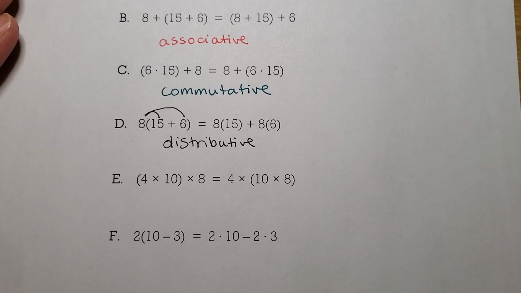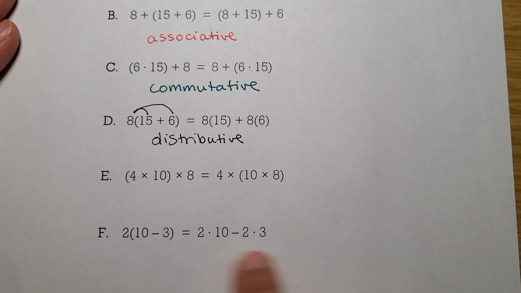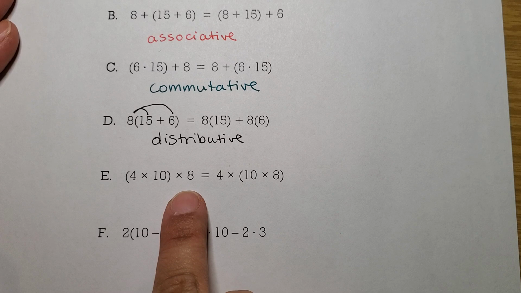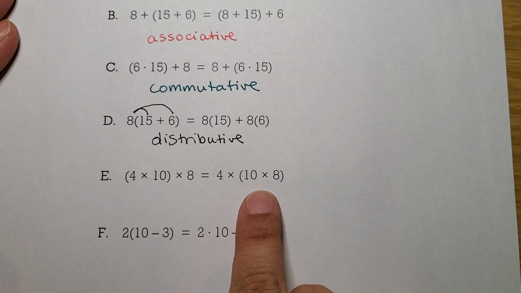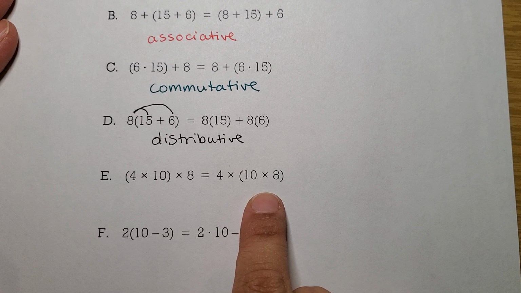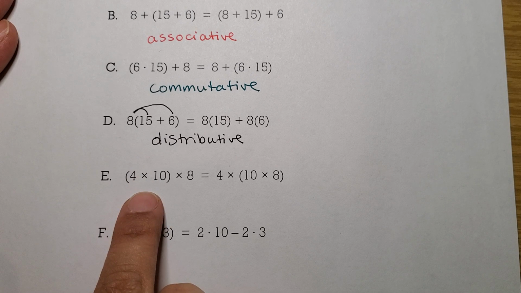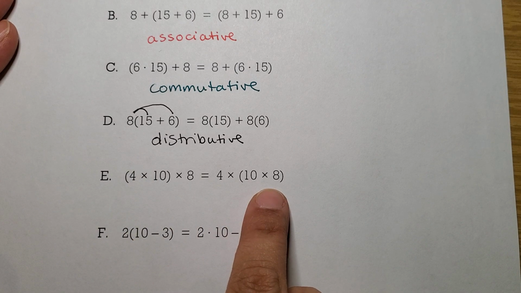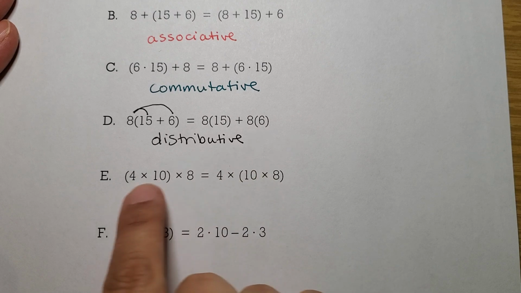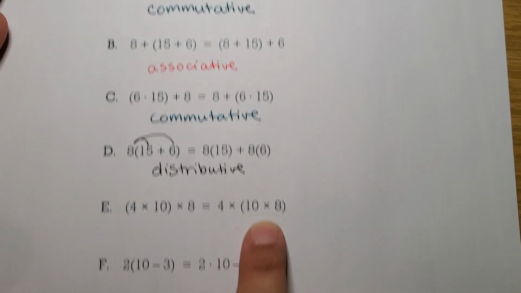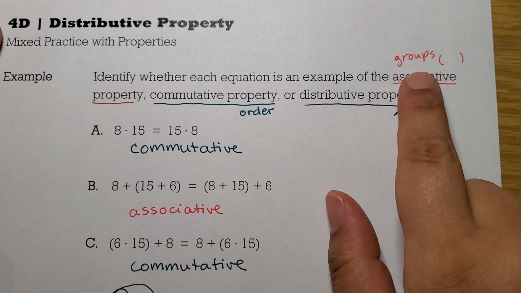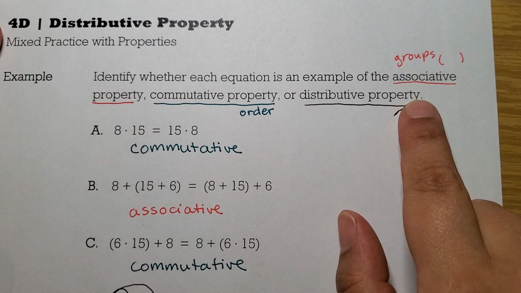All right, let's take a look at part E. We have 4 times 10 times 8 and 4 times 10 times 8. Okay, so let's see what has changed. Let's check those parentheses, see if they're the same or different. So on the left-hand side, the 4 and the 10 are grouped, and on the right-hand side, it's the 10 and the 8. So the numbers that are in the parentheses have changed. So the groups have changed, which means this one is the associative property.